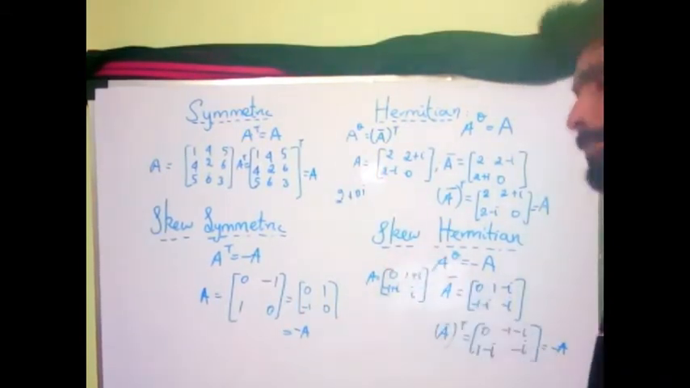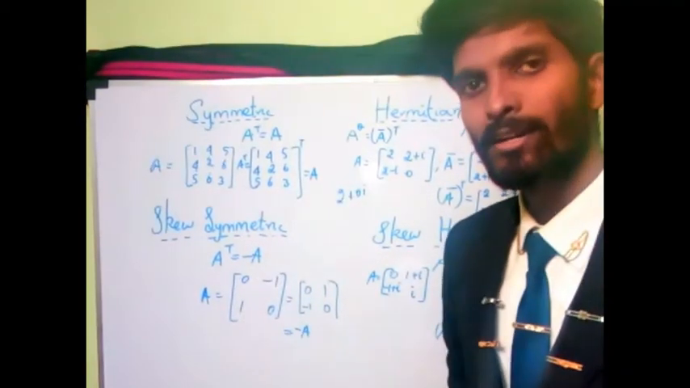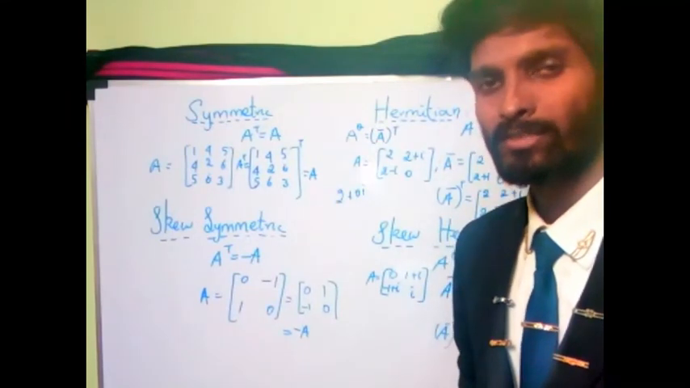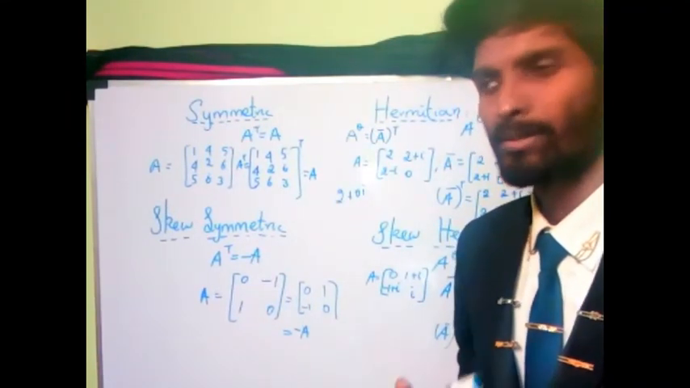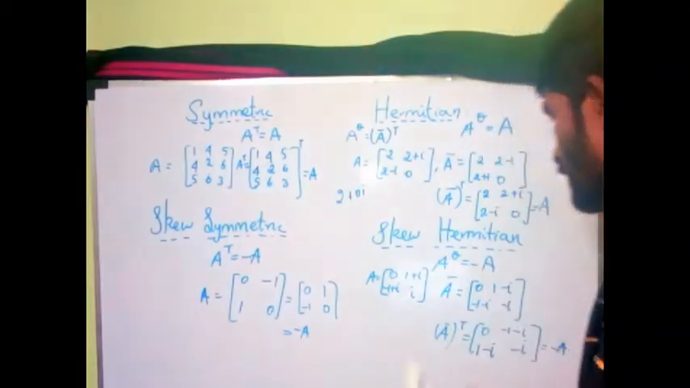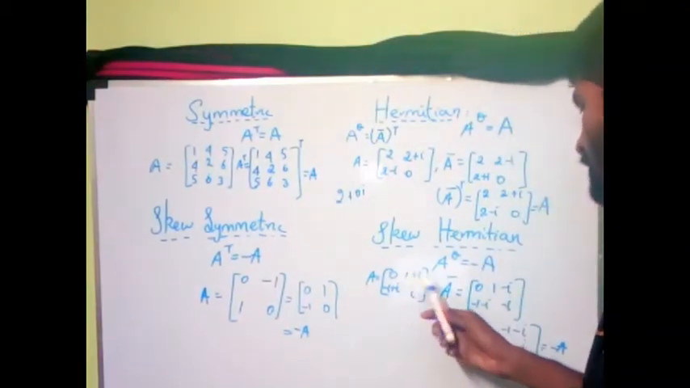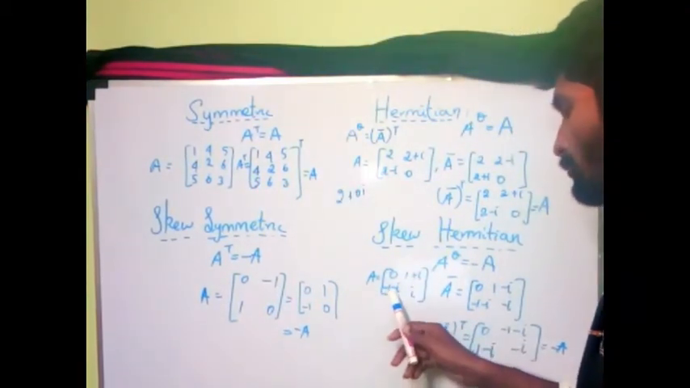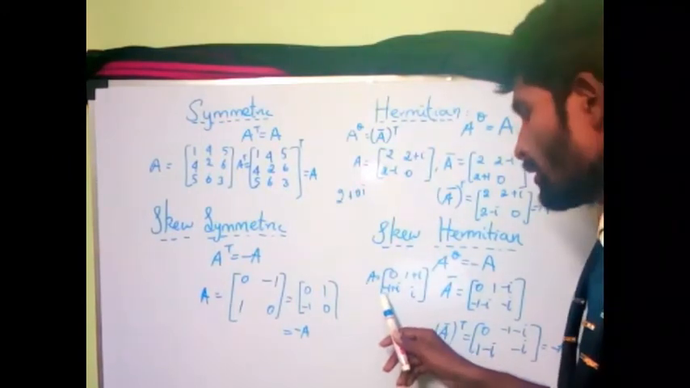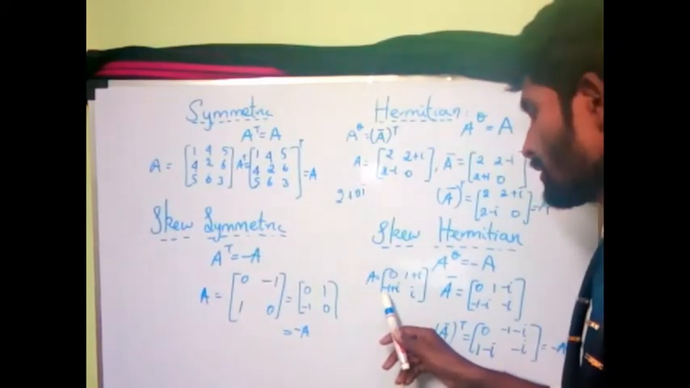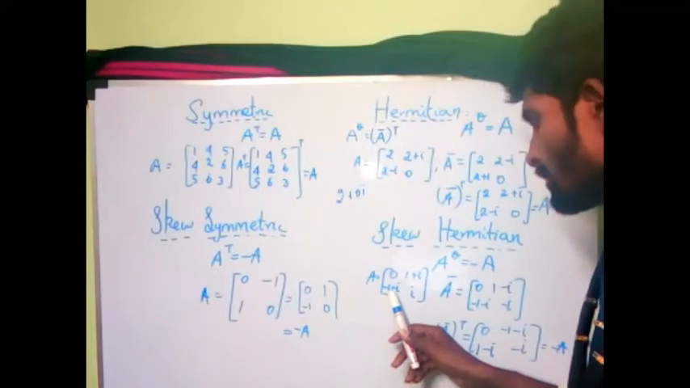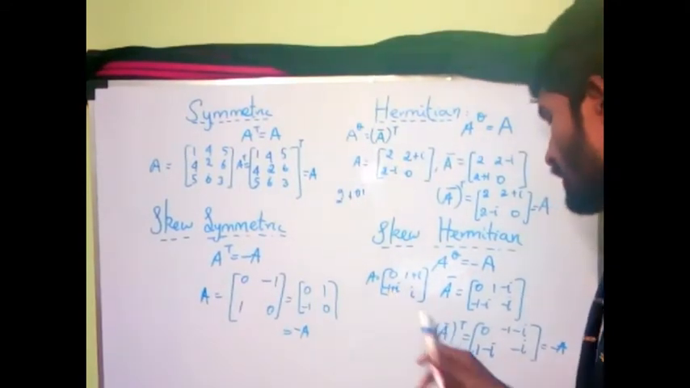Now I get A bar. A bar means the sign of the imaginary term is changed, vice versa. That means plus to minus or minus to plus. So 0, no problem. 1 plus i means 1 minus i. Minus 1 plus i means what? Don't change the sign of a real number. Minus 1 stays minus 1 as it is, and plus should be changed to minus: minus 1 minus i.